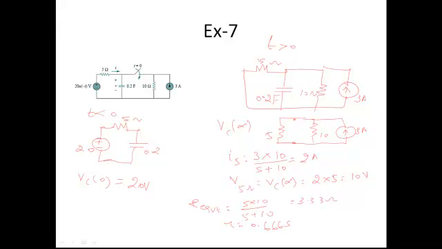Therefore, you apply everything in the generalized equation. You get Vc of t equal to 10, which is the final voltage, 10 volts, plus 20, which is the initial voltage, minus the final voltage, e power minus t divided by 0.666. This is the answer for this particular circuit.